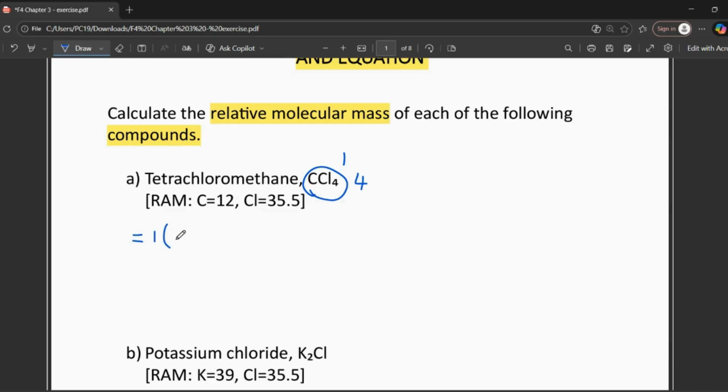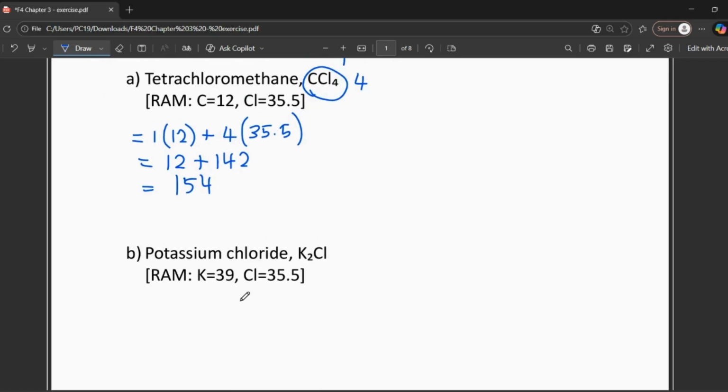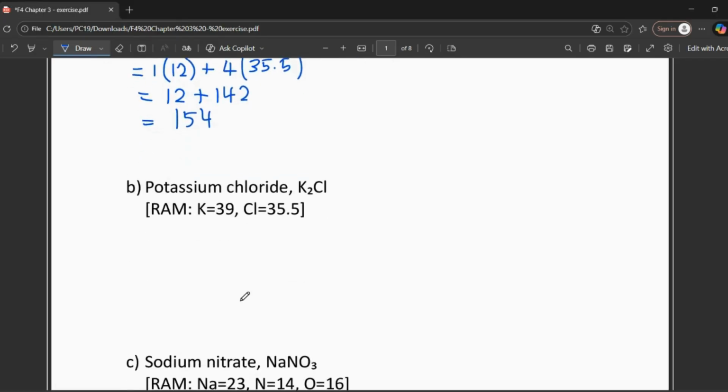So the relative atomic mass for carbon is 12, and we have four chlorine atoms, so we're going to times 4 with the relative atomic mass for chlorine, which is 35.5. So you'll get 154. And that's the answer, and you don't need to write any units after that. Don't worry if you still can't get it, we'll look into the next question.